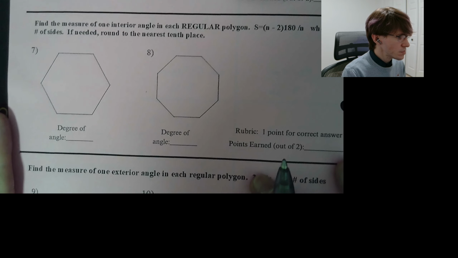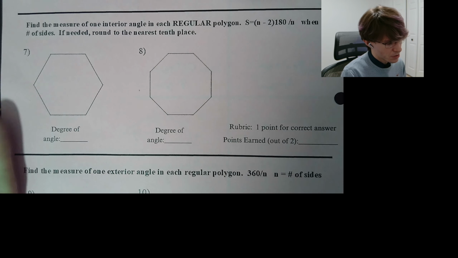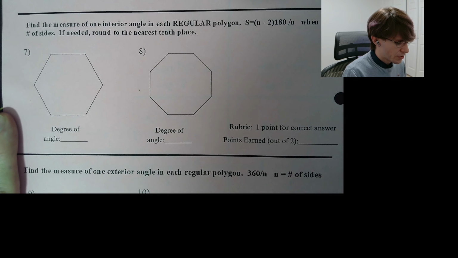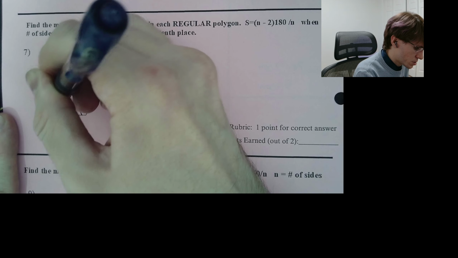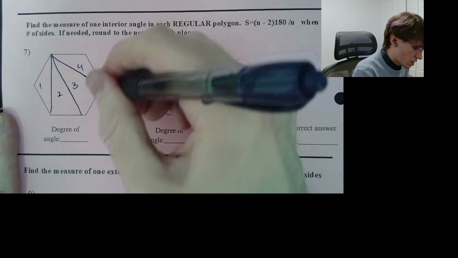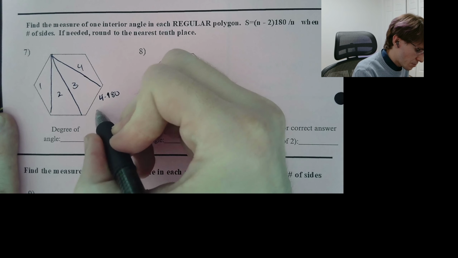Here we go. This one, same exact idea. I'm going to do it once with the number of sides, once with the triangles. I'm going to start off with the triangles this time. So we go straight down here, straight across here, straight over here. We got 1, 2, 3, 4. And then we have 4 multiplied by 180 here. And if you multiply that out, you get 720.